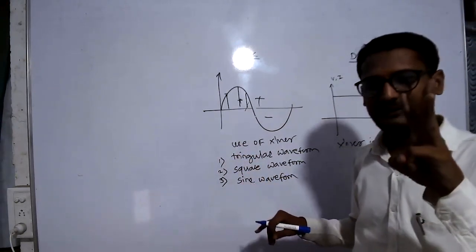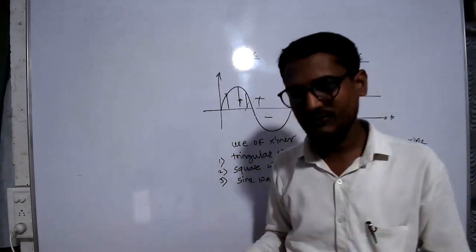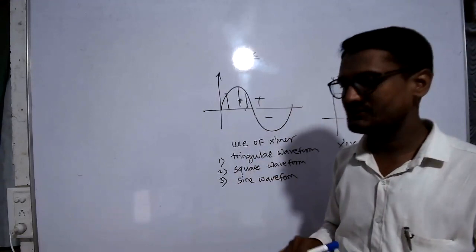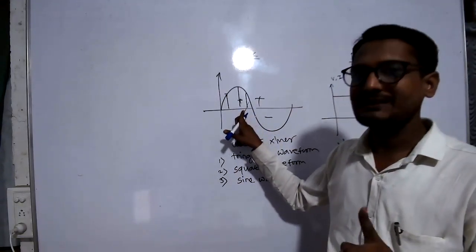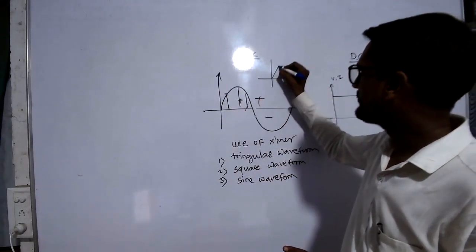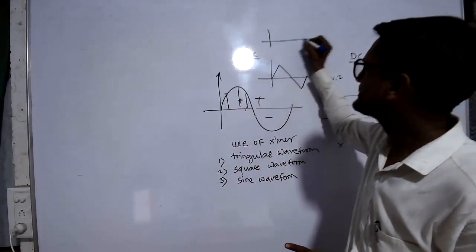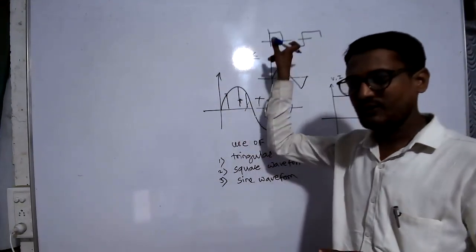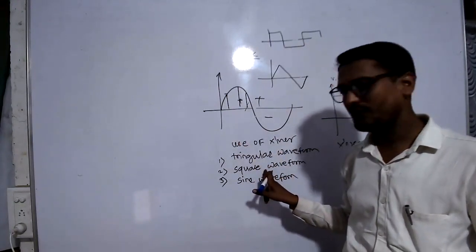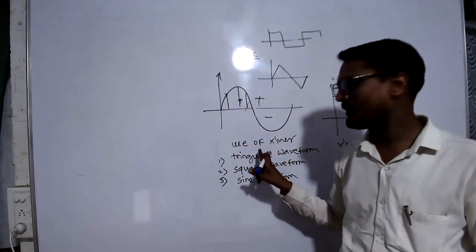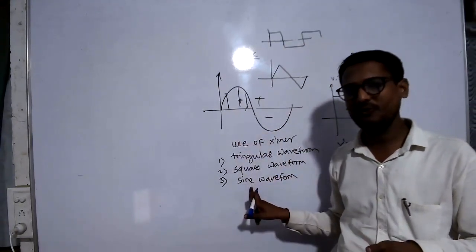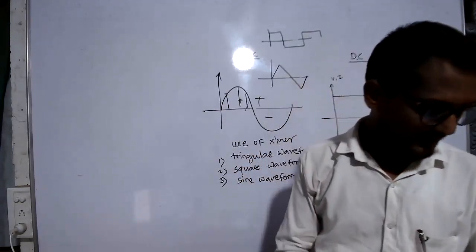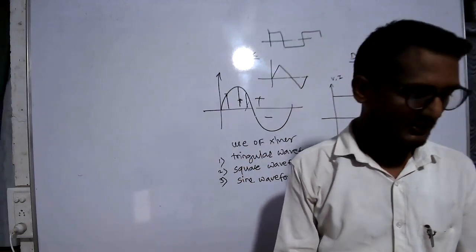That means the waveform shows three types of nature. First is the triangular nature, second is the square nature, and third one is the sine nature. This diagram shows the sine waveform, then the triangular waveform is like that, and last one is the square waveform. The shape of the square waveform is like that. Square waveform is shown by the square shape, triangular waveform by the triangular shape, and sine waveform by the sinusoidal shape. These are the types of AC waveform.